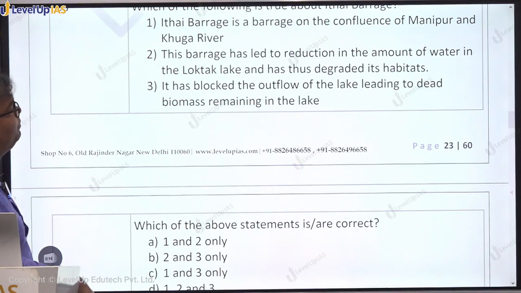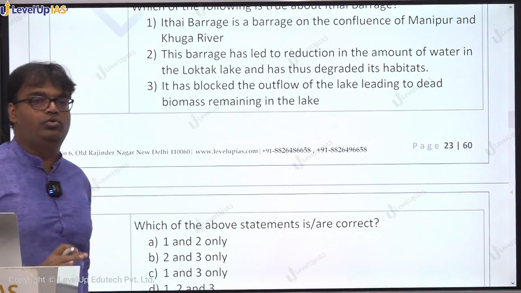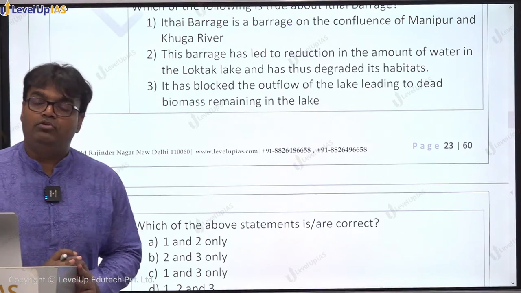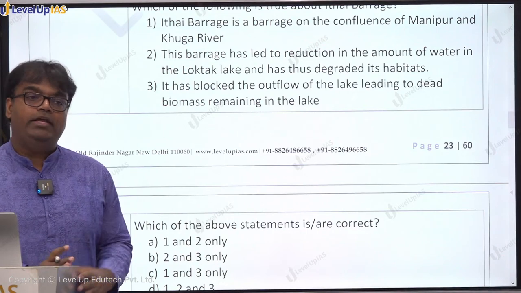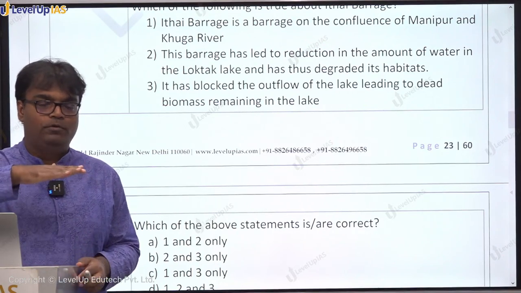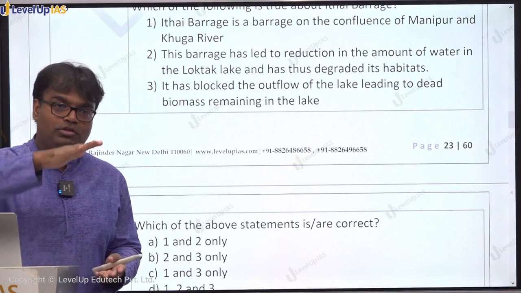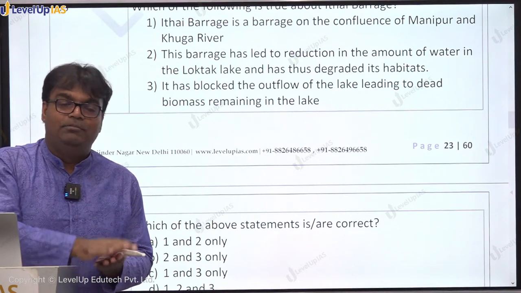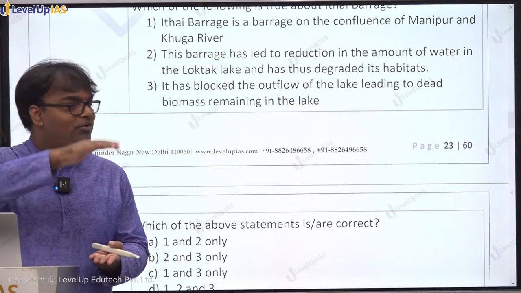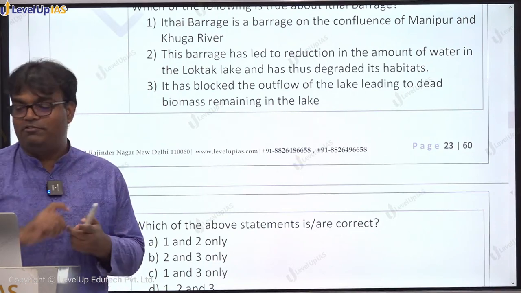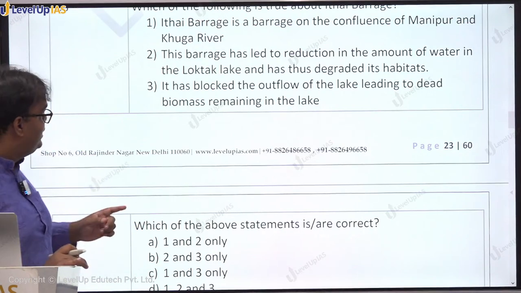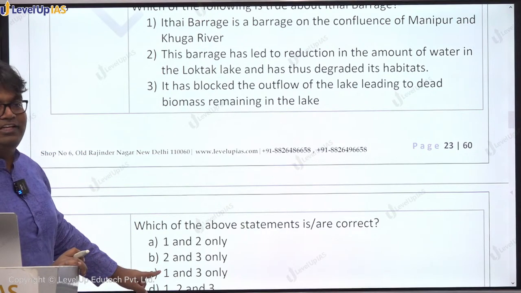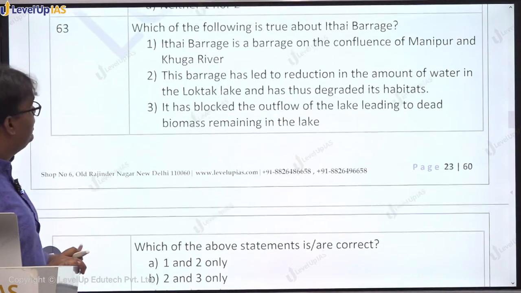See. Look, 2 is wrong. The barrage has led to a reduction of the amount of water? No, the barrage has increased the amount of water in Loktak Lake. Now, the increase in the amount of water is a problem for Loktak Lake. Why? They have phumdis which float. When the water level used to go down, those phumdis would touch the ground and from there they would get nutrition. But now the water remains full, so they are not able to get nutrition and thus they are facing problems. So what is the answer? C, 1 and 3. Answer is C. 63 ka answer is C.